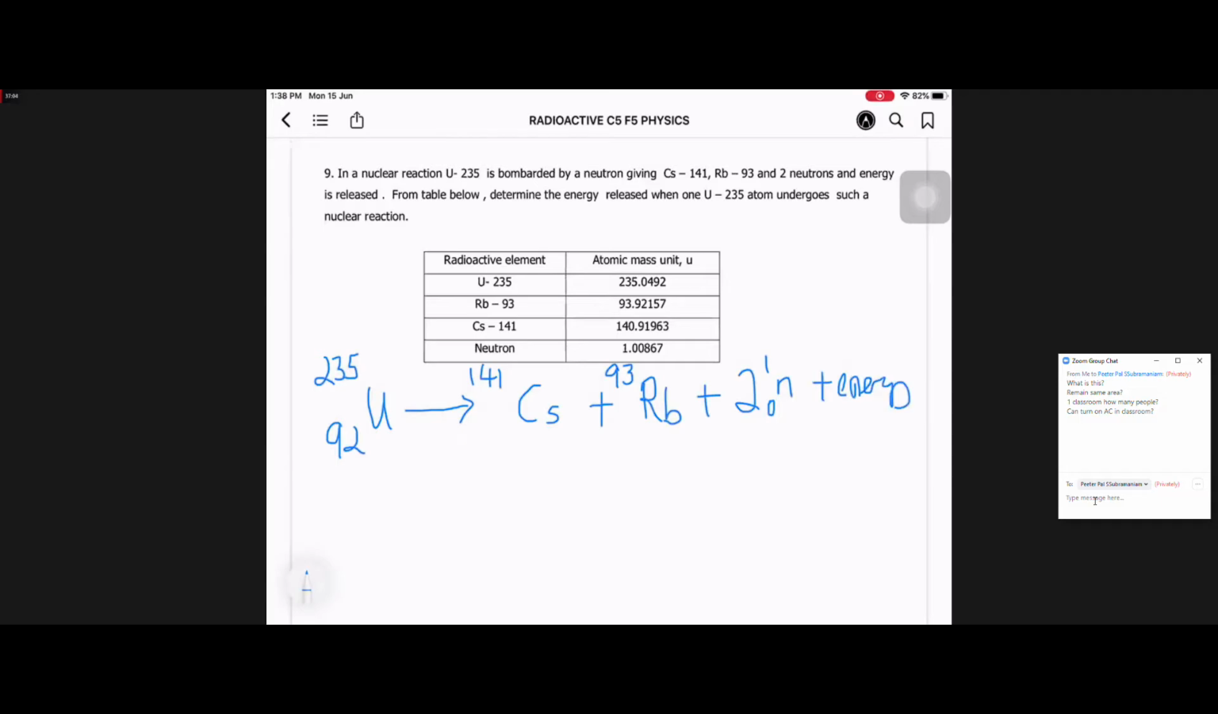So look at this. If you find the proton number of rubidium, proton number of cesium, you balance up and you must get 92. And this is how we write the equation. So this is how we explain the radioactive decay equation. So I repeat again, see here.